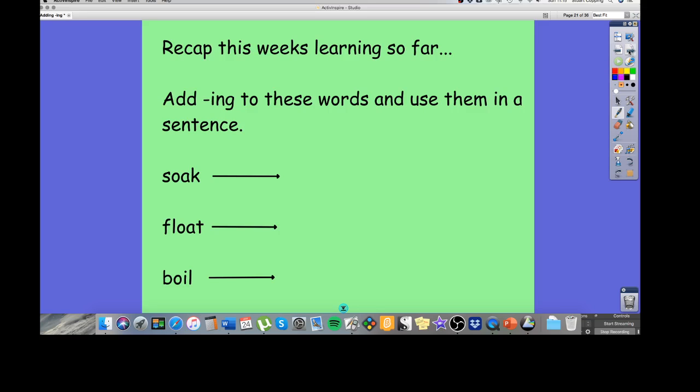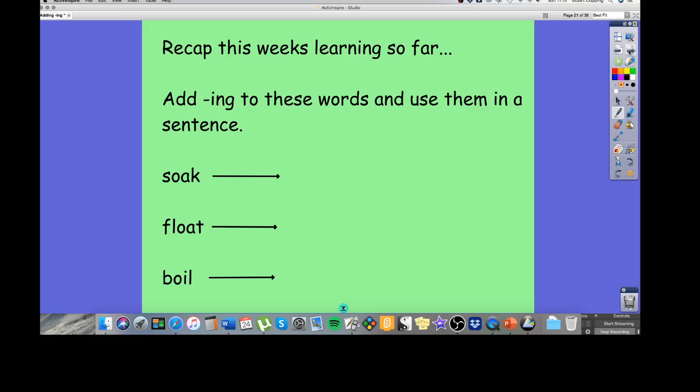So my 3 sentences were: I was soaking after coming out the bath. The boat was floating down the river. And I was boiling a saucepan of water for some yummy pasta.